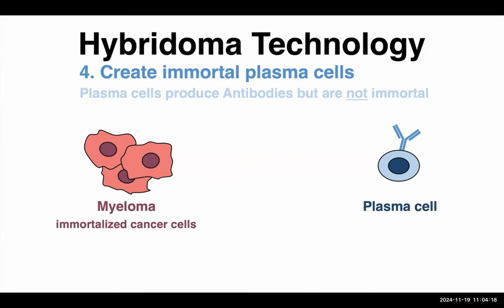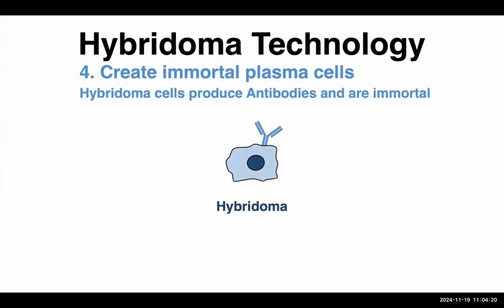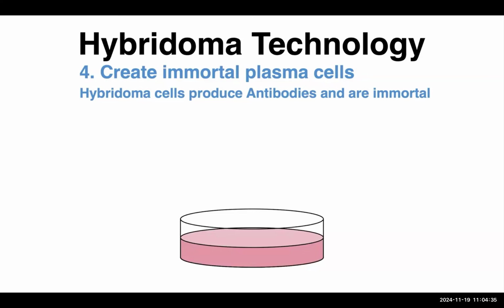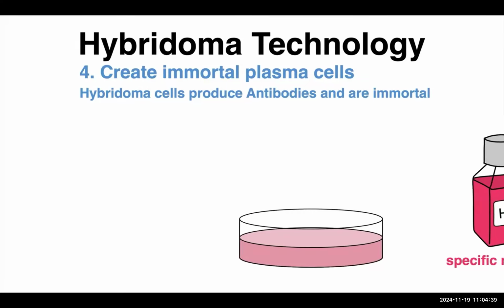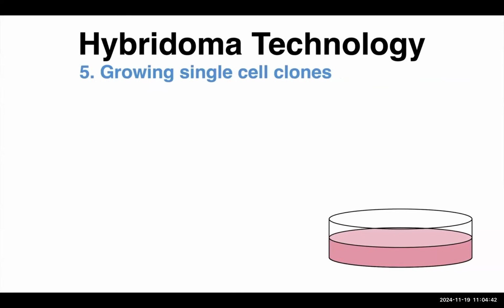Plasma cells and myeloma cells can be fused to generate a hybrid cell type of both, referred to as hybridoma cells, which have both characteristics of interest. Hybridomas produce a specific antibody and are also immortal. Hybridoma cells are cultured using a selective medium that only supports growth of those cells with both characteristics.